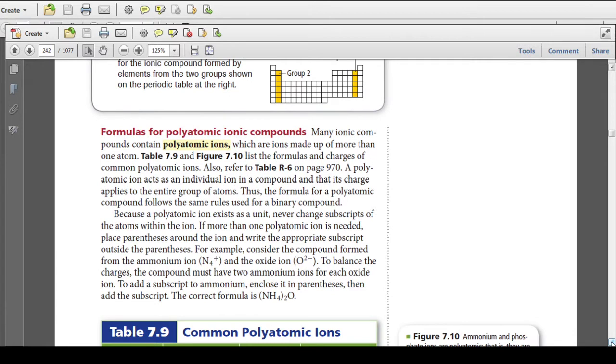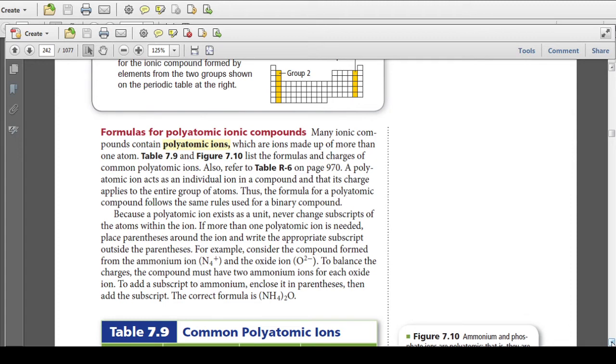Many ionic compounds contain polyatomic ions, which are ions made up of more than 1 atom. Tables 7.9 and 7.10 list the formulas and charges of common polyatomic ions. You could also refer to your appendix. They have more of them as well.